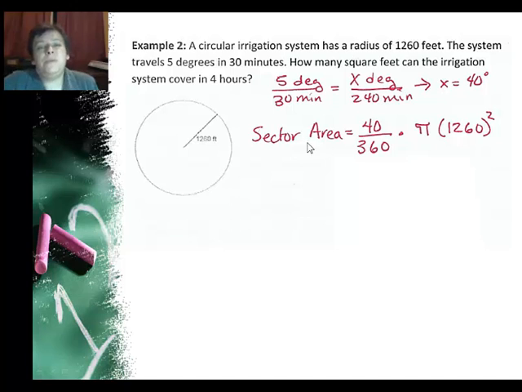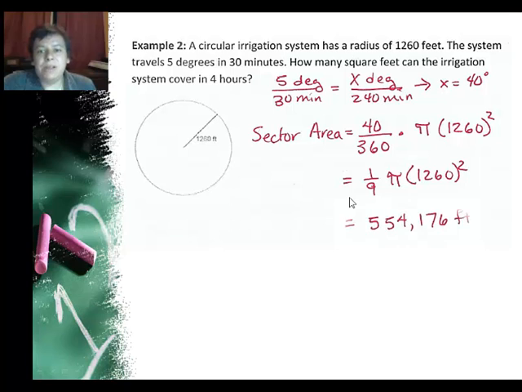Now I'm going to use the formula for sector area. The only difference between this and the area of a circle is I have however many degrees out of 360 in front of it. So if I travel 40 degrees over 360, and then I put in the area, pi r squared, and I simplify the 40 over 360, that means I travel 1/9 of the circle.